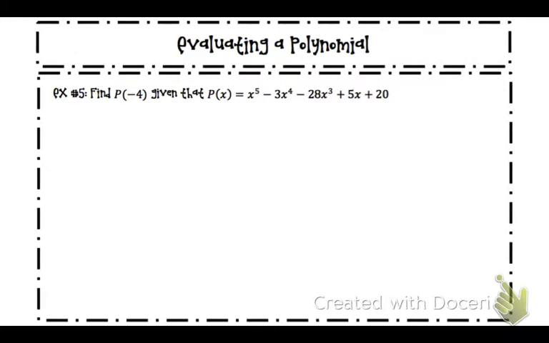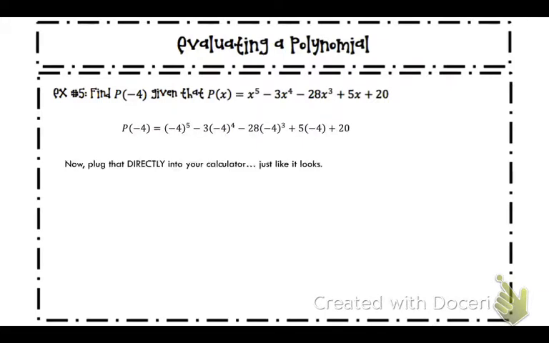Okay, so find p of negative 4 given p of x equals x to the 5th minus 3x to the 4th minus 28x cubed plus 5x plus 20. So I'm just going to plug negative 4 in for all of that. Okay? Just plug it directly into your calculator just like that. And you should get 0.